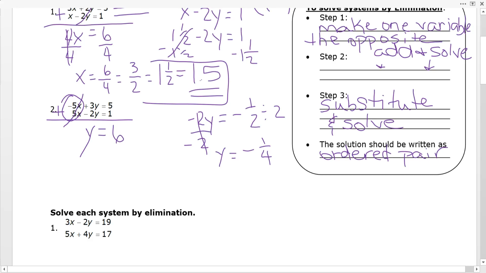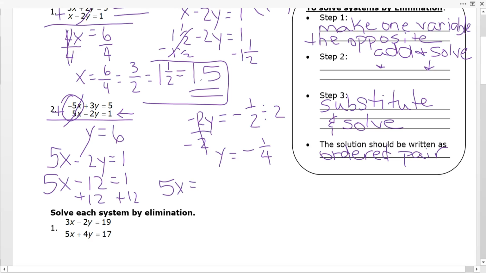I can take either one of my equations and substitute back in the y and solve for x. I'm going to take my second one because I like the negative being with the y. 5x minus 2y equals 1. 5x minus 2 times 6 is 12. Add 12 to both sides. 5x equals 13. x equals 13 over 5. So my ordered pair is 13 over 5 and 6.